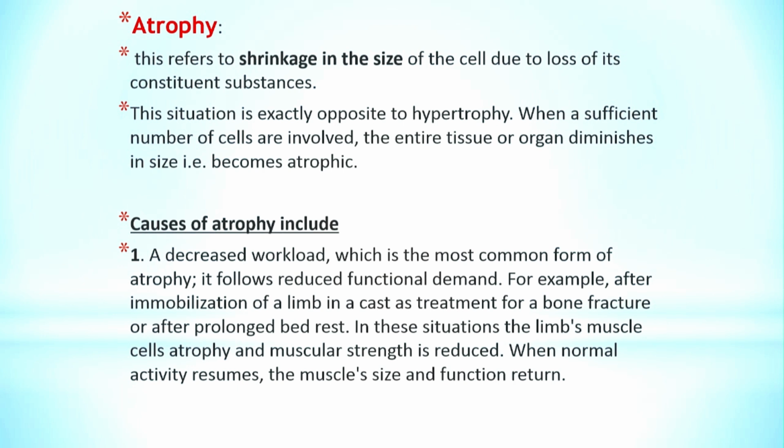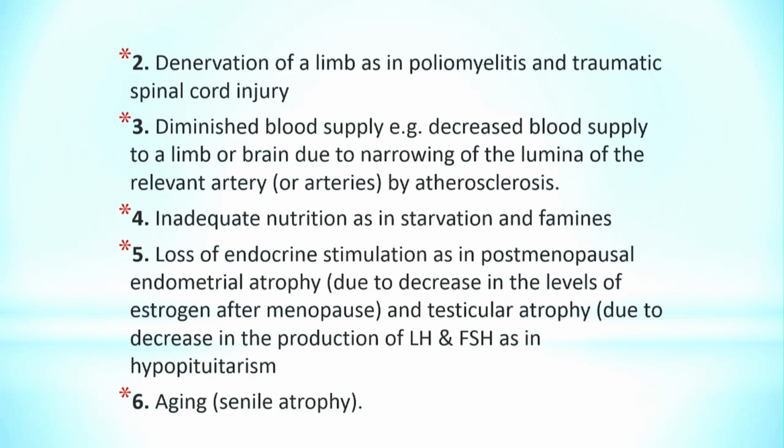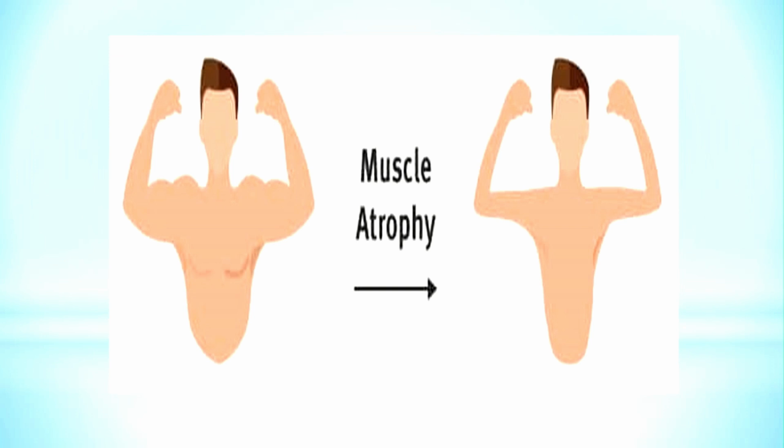Causes of atrophy include decrease in workload, denervation of a limb, diminished blood supply, inadequate nutrition as in starvation, loss of endocrine stimulation as in postmenopausal endometrial atrophy, and finally aging, which is known as senile atrophy. Here in the example of atrophy, we notice that the size of the muscles decreased.